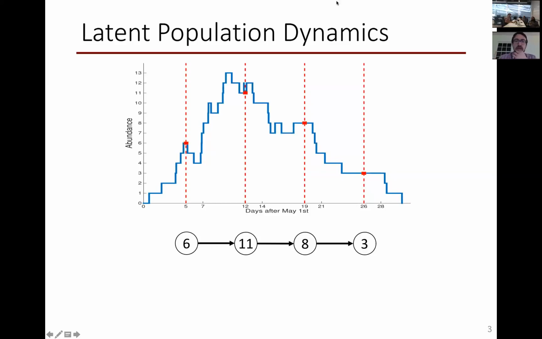So in our case, we send somebody out on the 5th, the 12th, the 19th, and the 26th. This graphical model on the bottom represents how many animals were actually there at each one of those survey times.